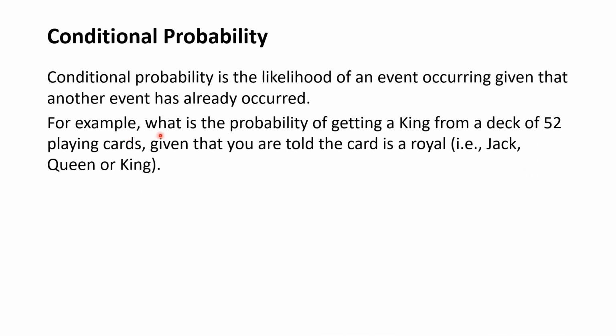So for example, what is the probability of getting a king from a deck of 52 playing cards, but you're given that the card is a royal? So you already know that somebody's drawn a card out and they're saying it's a royal card, but they're not showing you what it is yet. And you're asked to find what's the probability of it being a king. So the information about the card being a royal just limits it to 12 cards. And then out of the 12, there's 4 kings, so the probability is 1/3.